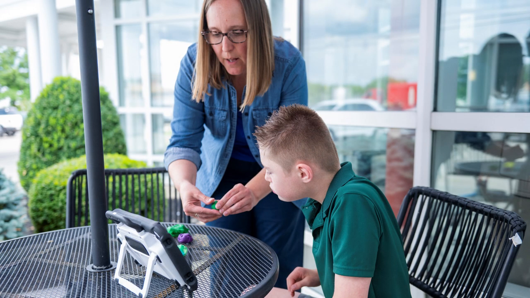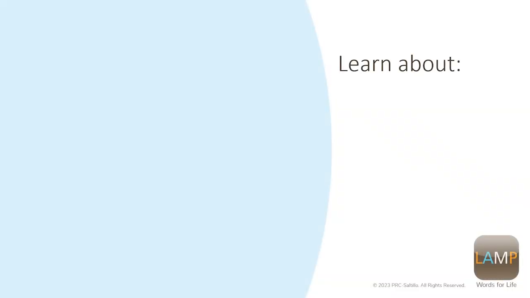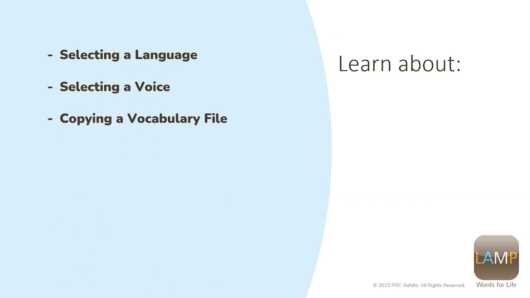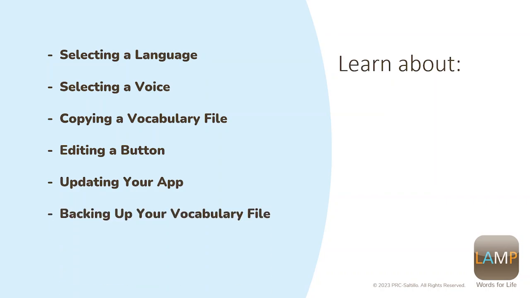Before your AAC learner begins communicating with the app, there are a few things you will need to do to get started. In this video, you will learn about selecting the language or languages you will use in LAMP Words for Life, selecting the accompanying voice to go with the language, copying a vocabulary file to customize, personalizing the vocabulary file by editing a button, how to update your app, and how to back up your customized vocabulary file. You will also learn about online resources available to support you with your app.